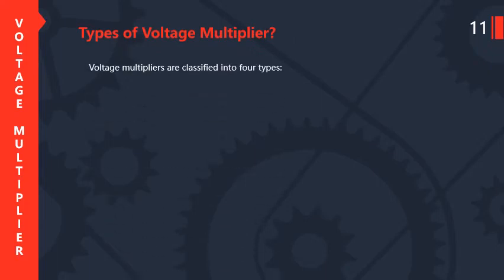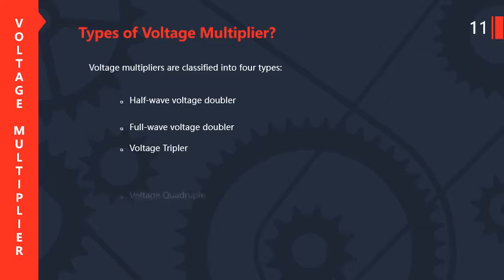Next is the types of voltage multiplier. So voltage multipliers are classified into four types or four categories. Number one, half wave voltage doubler, full wave voltage doubler circuits, voltage tripler circuit, and voltage quadrupler circuit. So this is the basic classification of voltage multiplier circuits.